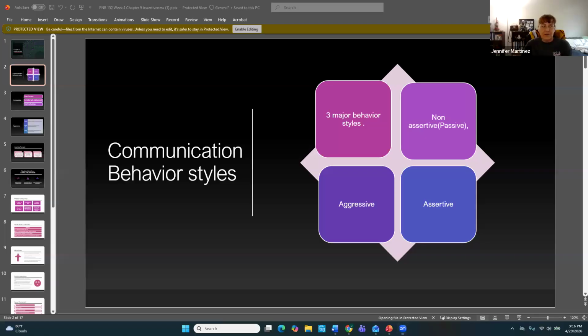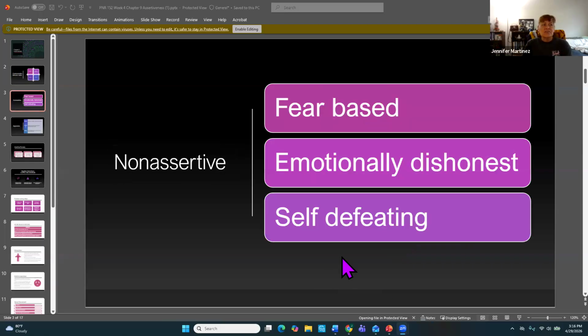All right. So look at behavior styles, or communication behavior styles. We have three major styles. We have the non-assertive or passive communication style. We have the aggressive communication style, and then we have assertive communication. So non-assertive passive communication is fear-based. It is emotionally dishonest. It is a self-defeating type of behavior.